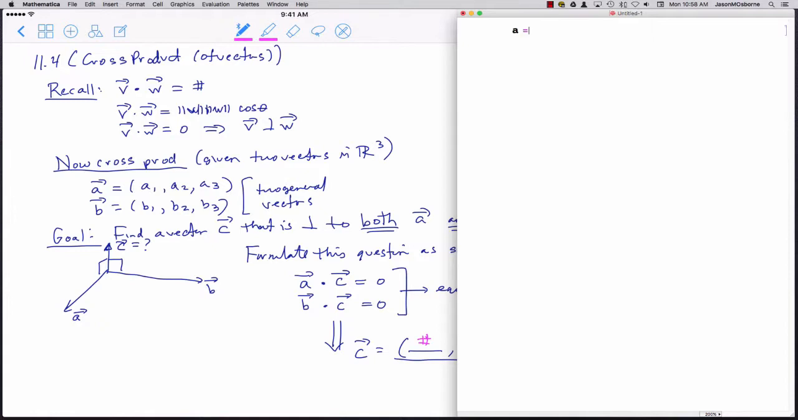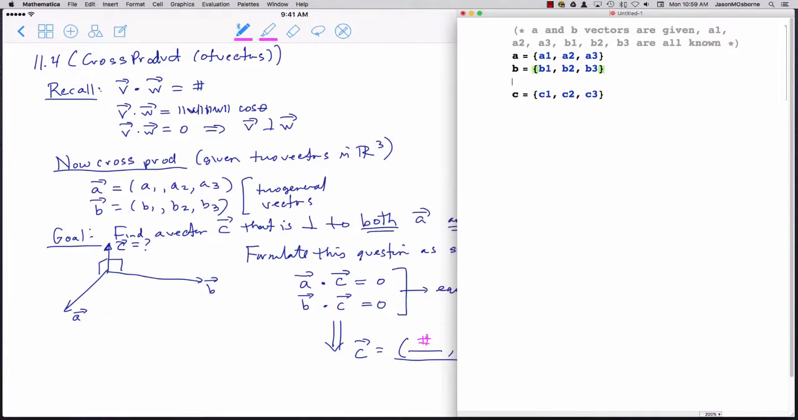I will define two vectors. Here's the first vector A, and it has 3 entries, A1, A2, and A3. I'll define a vector B: B1, B2, B3, the first, second, and third entries of the vector B. And I'll define a vector C, which we won't know. Let's say that the A and B vectors are given, so A1, A2, A3, B1, B2, and B3 are all known. What's unknown are C1, C2, and C3, and it's our job to find them.